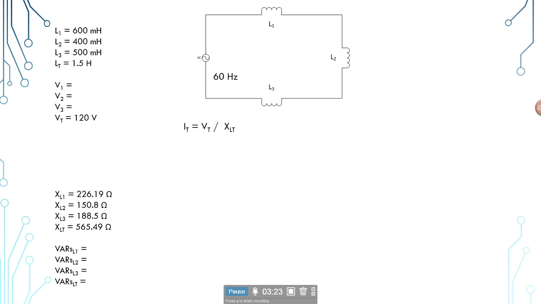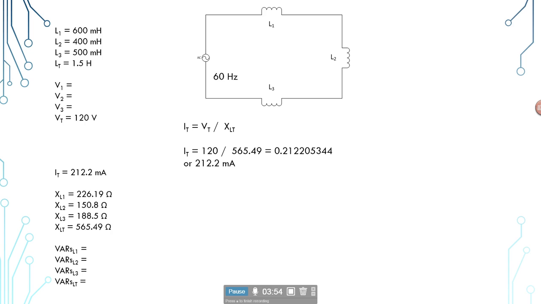Now we're going to be looking for the current. For our total current, we'll just use Ohm's law. Ohm's law states our voltage divided by the resistance, or in this case, the reactance, will give us our current. So looking for the total current, we look at the total voltage and the total inductive reactance. So 120 divided by 565.49 will give us 212.2 milliamps for this circuit.